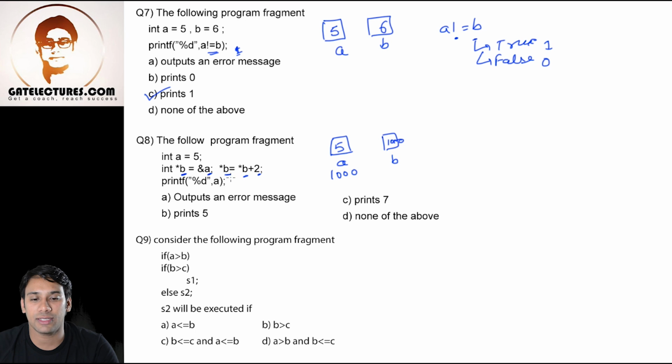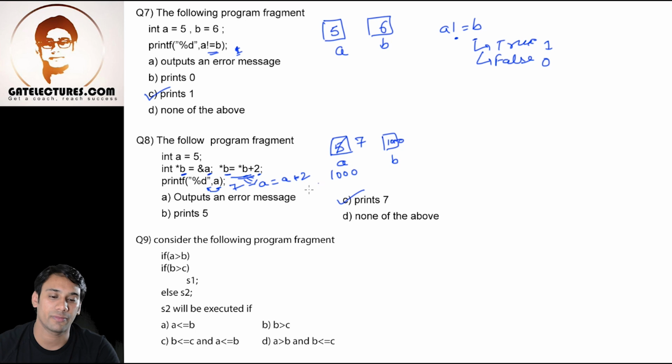So this statement essentially means A is equal to A plus 2, because the value stored in 1000 is 5, which is the value of variable A. So this is equivalent to A is equal to A plus 2. This means it is making the value stored in the variable A 5 plus 2, which is 7. Then it is going to print the value of the variable A. So it is going to print the value 7. So the correct answer is C. Okay. So now check out the next program.